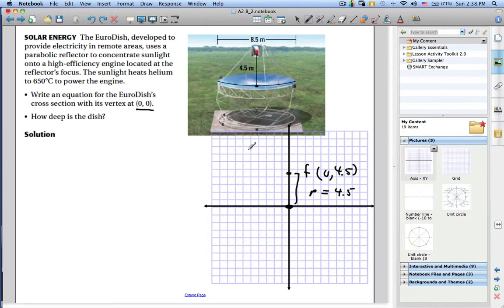I have a vertical axis of symmetry. That means I'm going to have a horizontal directrix, 1, 2, 3, 4.5. I don't know that I need the directrix just yet, but I'm just sort of putting in the parts, taking the information I have and putting in the parts that I would know about.